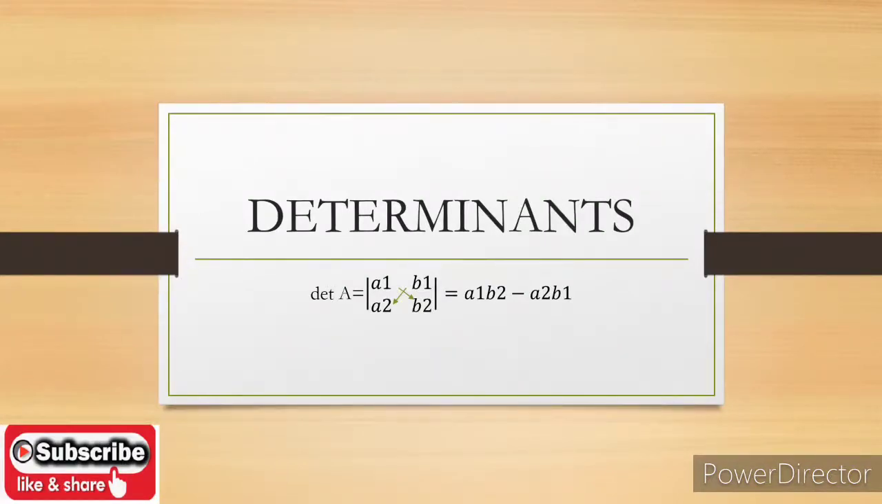How is it solved? First of all, determinants are represented by delta A when you're solving. Here I have represented it as DET, which means delta A. I have taken an example: A1, B1, A2, B2. How will you solve it?